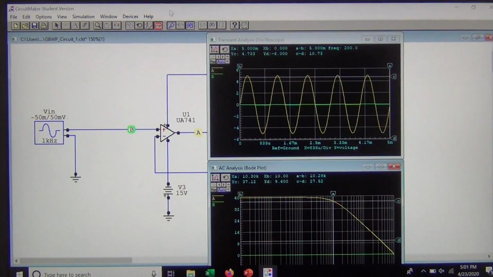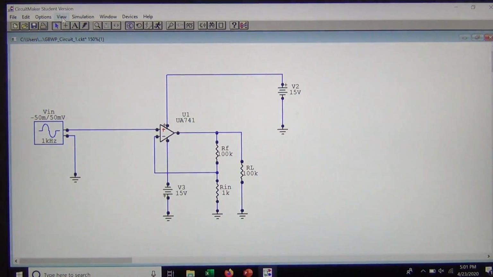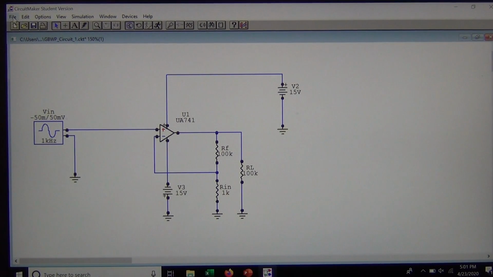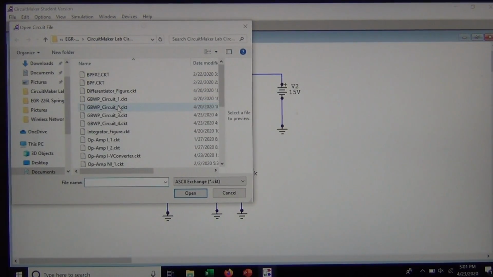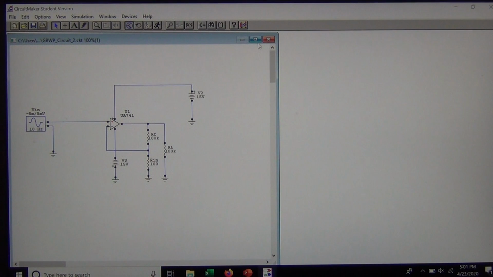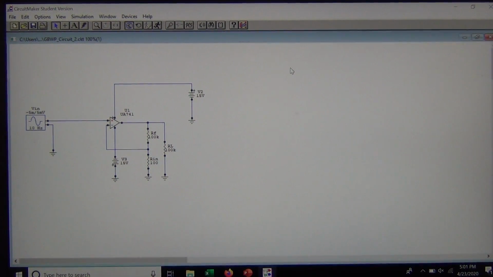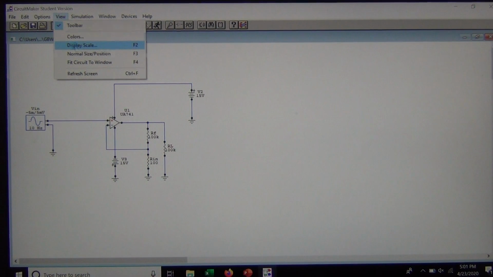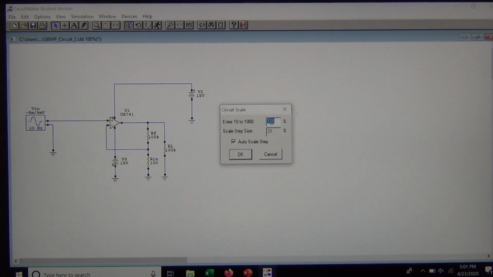Okay, let's stop that. Let's open up gain bandwidth product number 2. So here's circuit number 2. Open that. We won't save anything. And I probably won't blow this up. It's probably visible. Well, let's blow it up. So we'll go to 150 again.